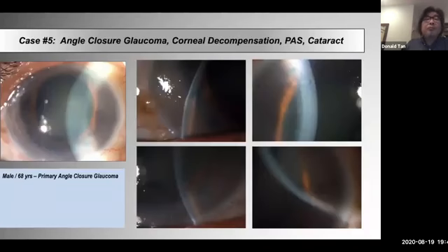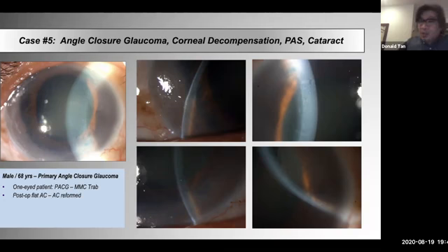Finally, this is my last case, angle closure glaucoma. This patient had primary angle closure glaucoma, he's a 68-year-old, one-eyed patient, the other eye's lost to glaucoma. He had a trab in that eye, and that was an obvious complication. The post-op AC, I think, was flat. AC reformed, but 320 degrees of extensive PAS.